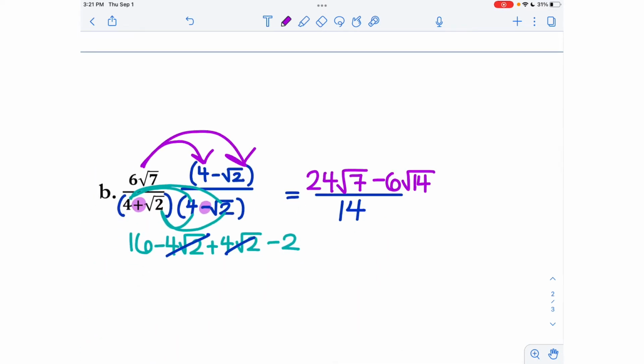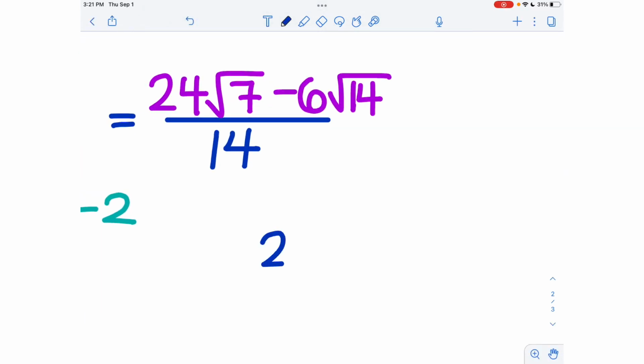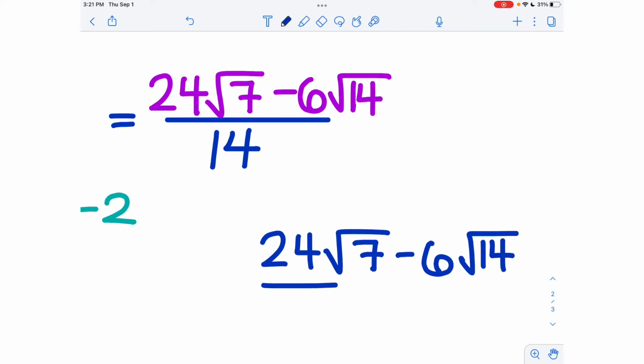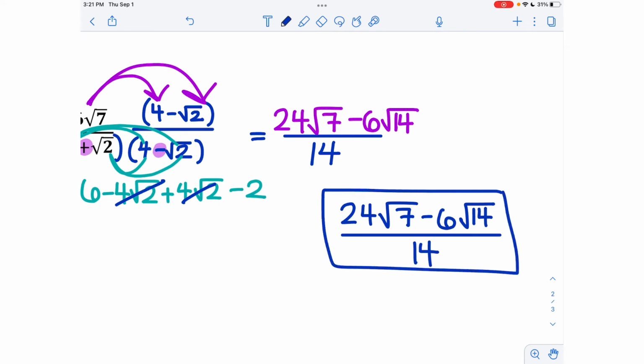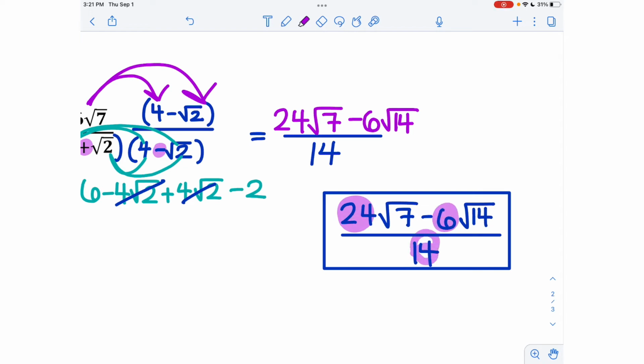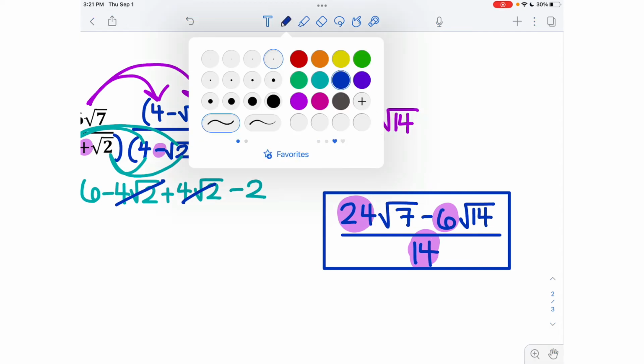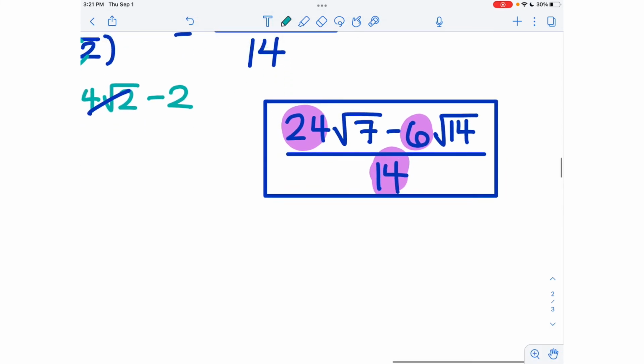So there are two ways to write this answer. What I have written is totally acceptable. I will accept this on the test. Don't cancel out the root 14 with the 14 because one has a root around it and one does not. So this is acceptable. Technically, it can be reduced because 24, 6, and 14, all the outside numbers are divisible by 2. So I would also accept the following.